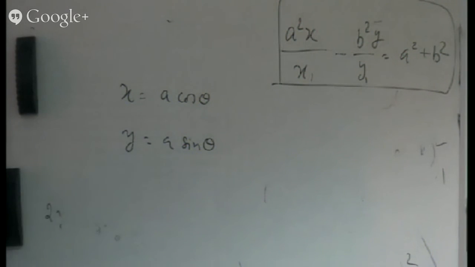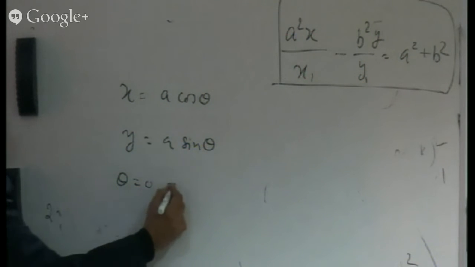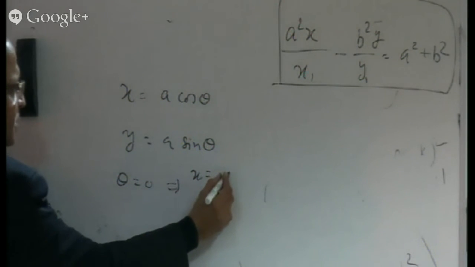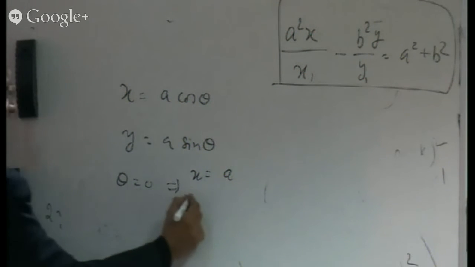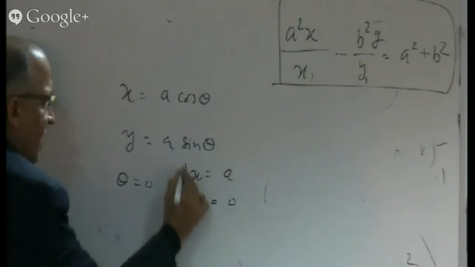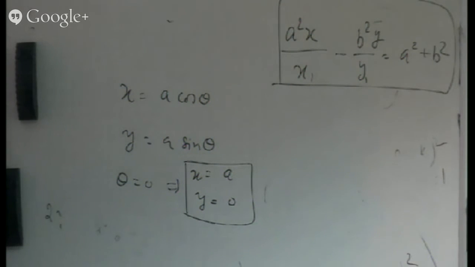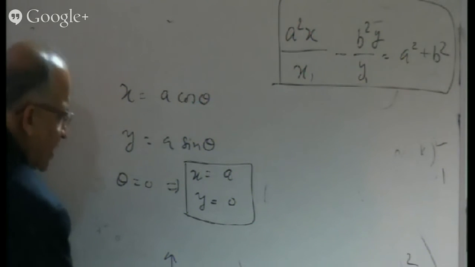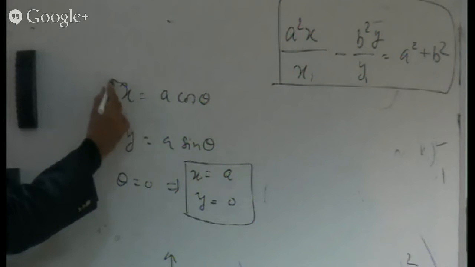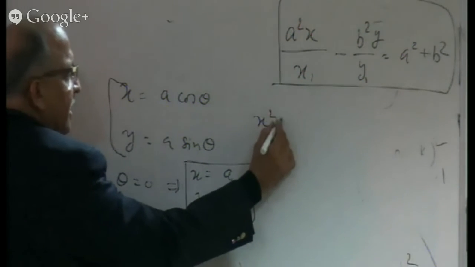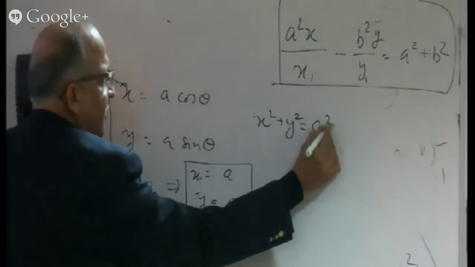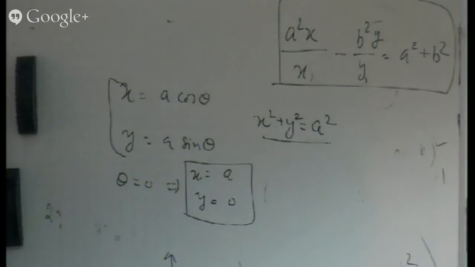Now what happens? If you put theta equal to 0, you get a value of x, which is a, because cos 0 is 1, and y is 0. So you can see every value of theta is giving you a point on your xy plane. So with the help of parametric equations also, we can plot our curves in the xy plane. And you can see very easily that this equation is nothing but that of a circle which has center at 0, 0 and whose radius is a.